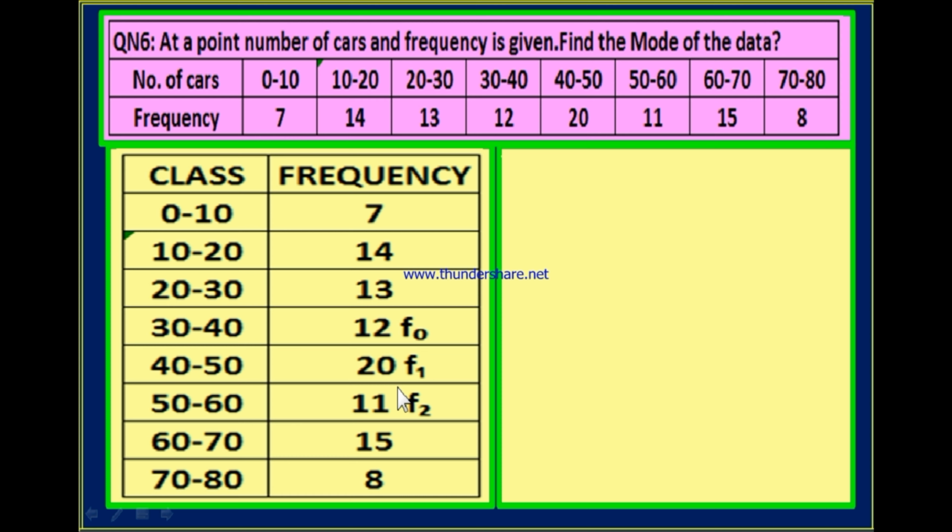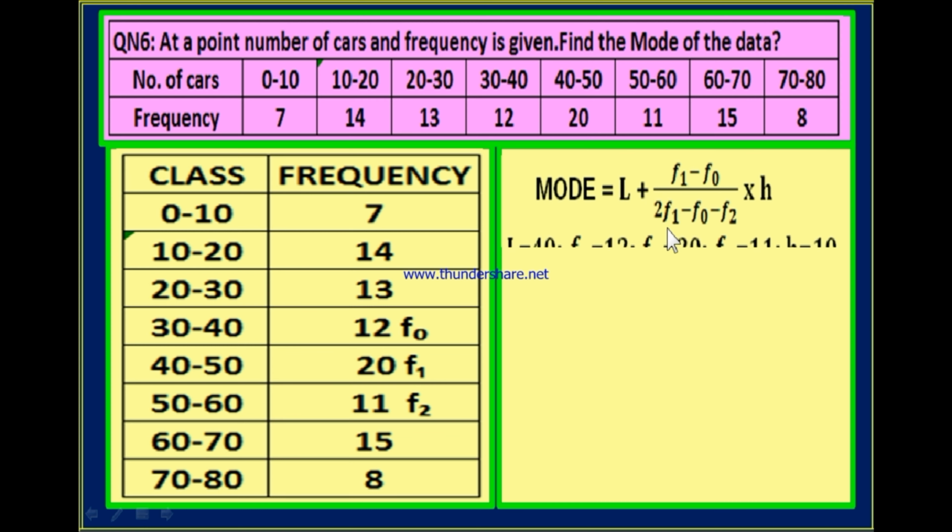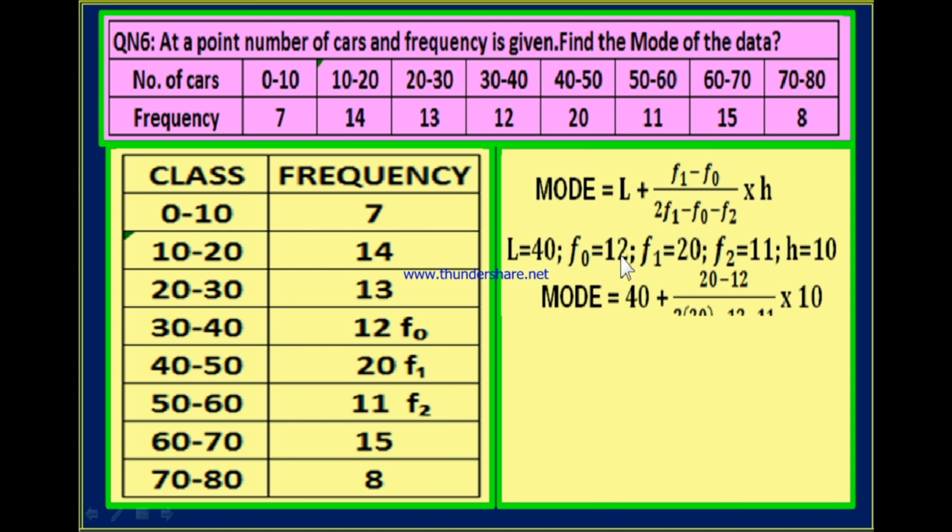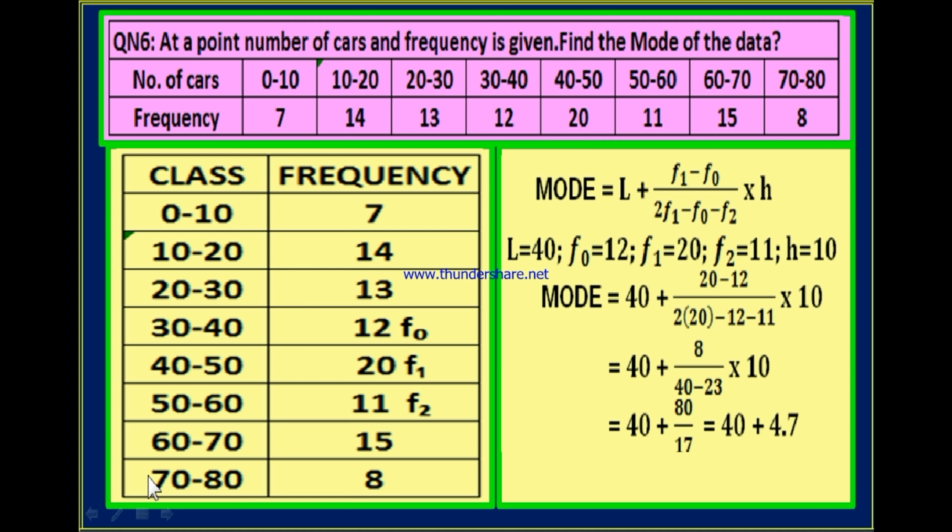Now let us write the formula to find the mode first of all. Good, just recollect what is the formula for mode. Nice. Mode is equal to L plus (f1 minus f0) by (2f1 minus f0 minus f2) into h. L means the lower bound of the modal class 40, and f0 is the frequency above the modal class 12, and f1 is the frequency of the modal class 20, and f2 is the frequency of the class below the modal class, that is 11. And h means the height of the class, that is the difference between any two successive lower boundaries or any two successive upper boundaries, which is equal to 10.